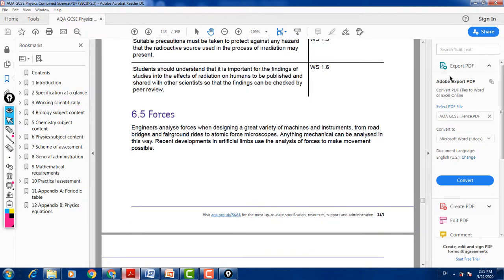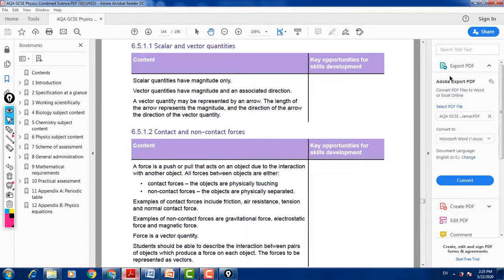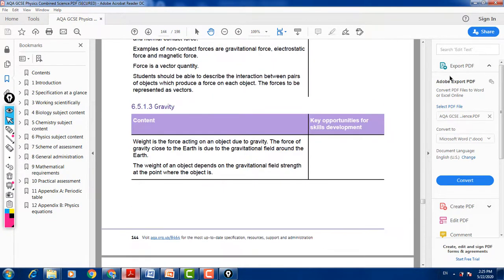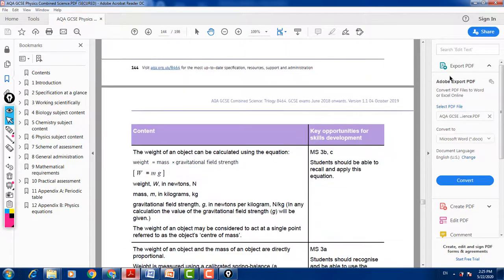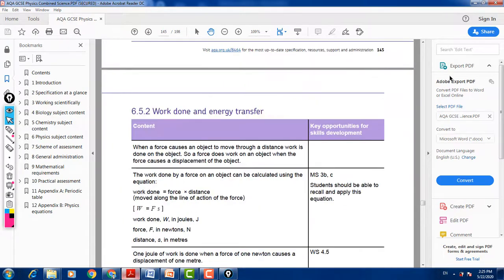Now the next topic, and the first topic of paper 2, is forces. In forces, we will first discuss forces and their interactions, in which the first subtopic would be scalar and vector quantities. Next one would be contact and non-contact forces. Then comes gravity, and then we'll discuss the resultant forces.